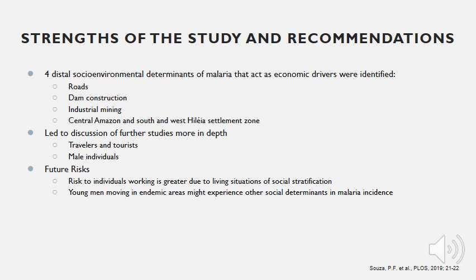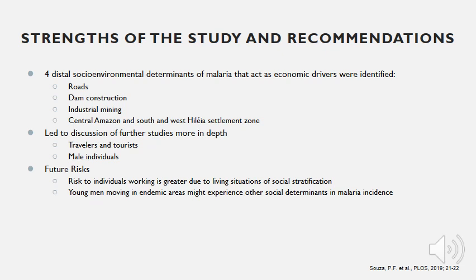Currently, travelers and tourists are known to be at a greater risk of malaria. However, there should be further studies in more depth, as well as studies that hone in on male individuals, which have been associated with the risk to get sick for P. falciparum, but weakly.